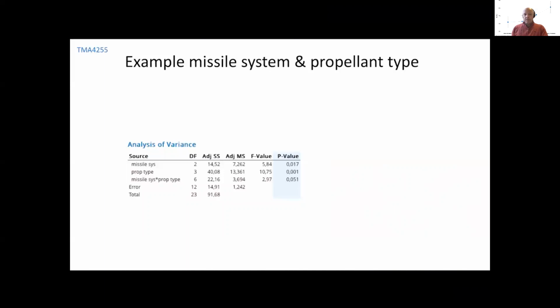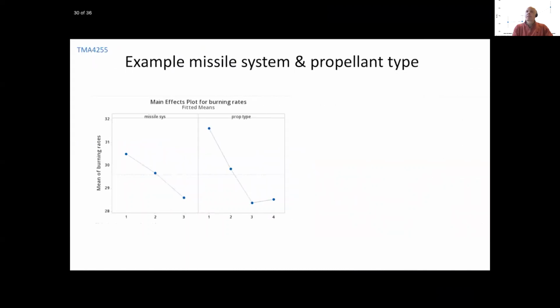So it should be discussed. And one way to discuss this or to look at it in more detail is to make plots. And here are main effects plots where we see that for the missile system, factor A, there's clearly a trend of going down, maybe less so going from 2 to 3 than from 1 to 2, or more from 2 to 3 than 1 to 2. And then in the propellant type, there seemed to be maybe similarity between 3 and 4, but not so much between 1 and 2 and those last two.